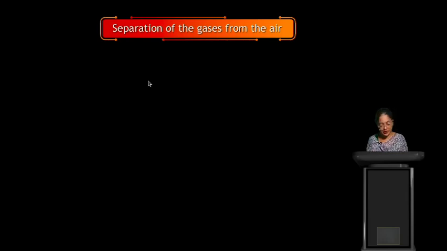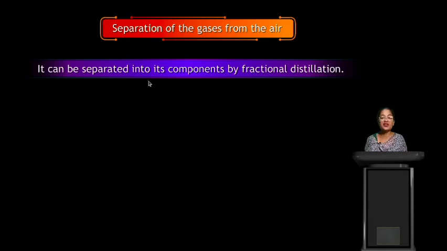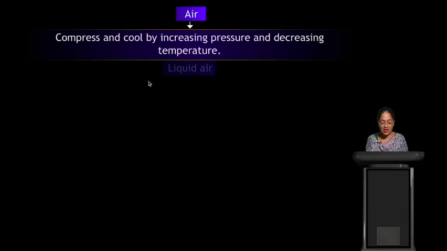It can be separated into its components by fractional distillation. We studied about this just now, the applications. So we separate gases in the air. How are these gases separated? Through fractional distillation. Let's see. So air, what's happening here? Air is compressed and cooled by increasing pressure and decreasing the temperature. How do you compress air? By increasing the pressure. And how do you cool the air? By decreasing the temperature, right? So this is the first process.